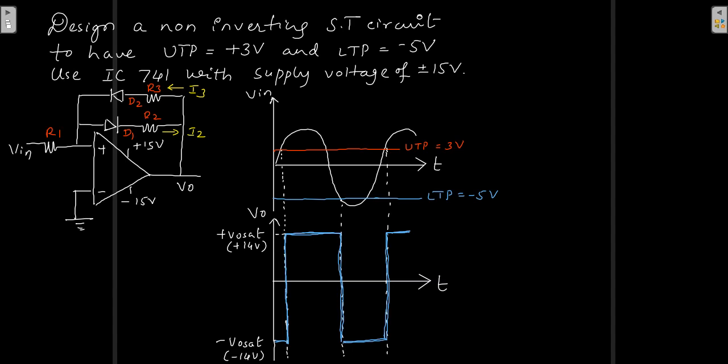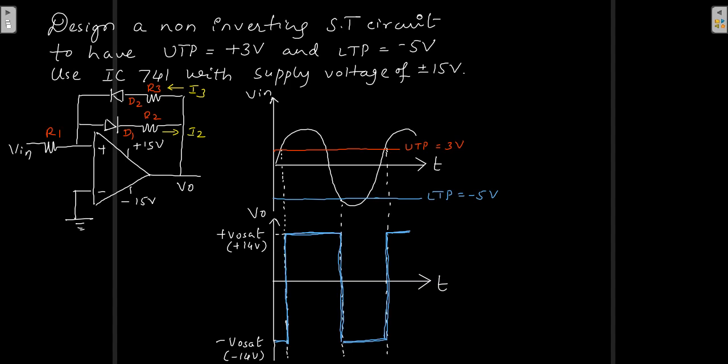Okay, so now had this branch not been there, that is D2 and R3, you would probably have got your LTP as 0, right? So now in order to have your LTP equal to minus 5 volts, this is required, and your I3 is going to be decided by that. You have to always keep that at the back of your mind, right?